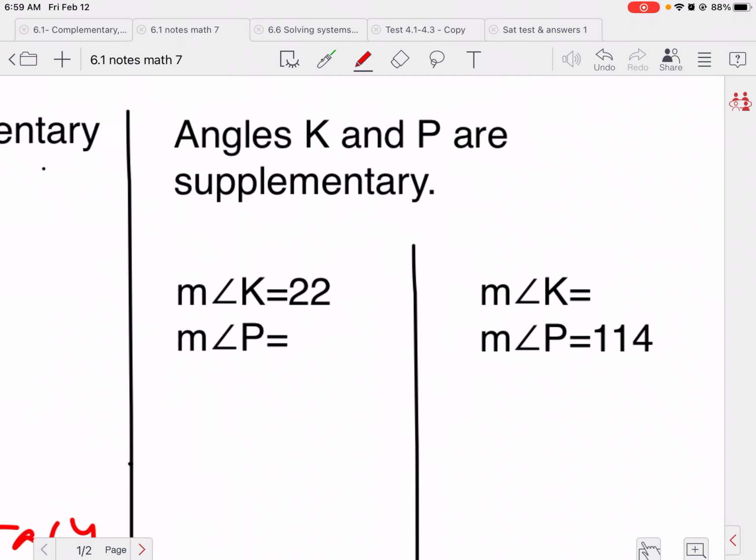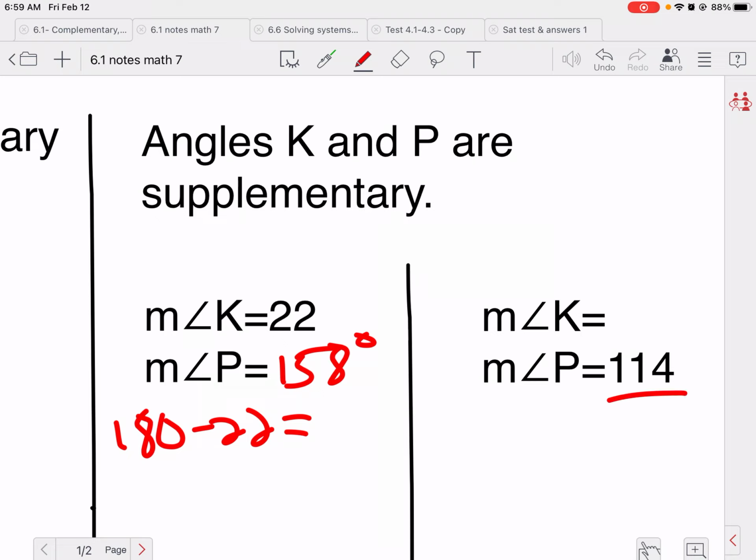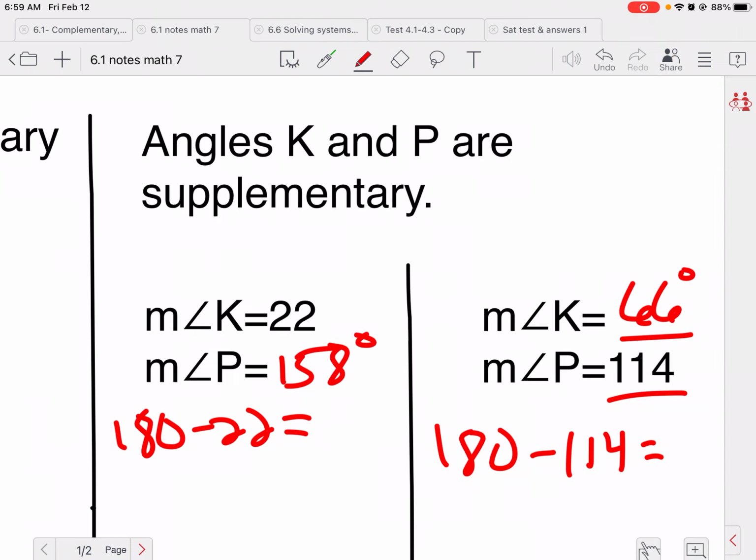They tell us here that angles K and P are supplementary. So we want to find angle P. Well, all we're going to do is 180 minus 22, which would be 158. So angle P is 158 in order for them to be supplements. If I give you angle P is 114 and I want to find angle K, all I'm doing is 180 minus 114, which is going to equal 66. So angle K would be 66 degrees in this case.